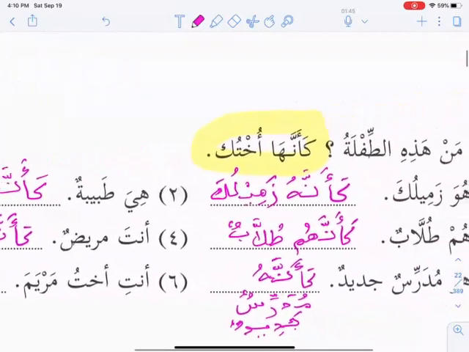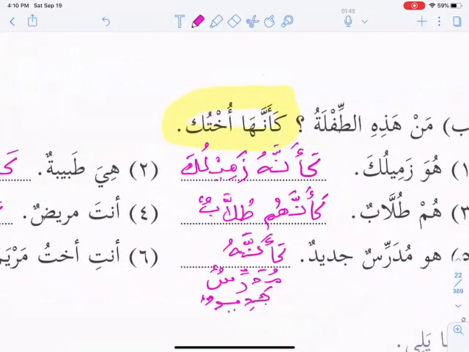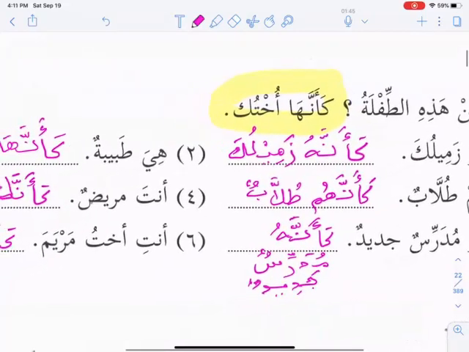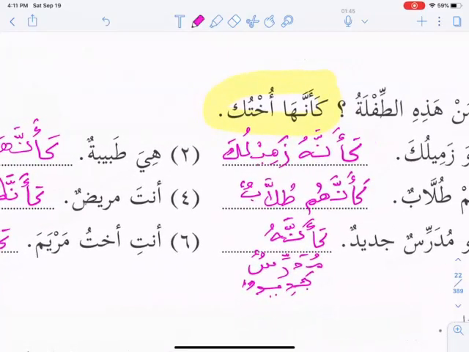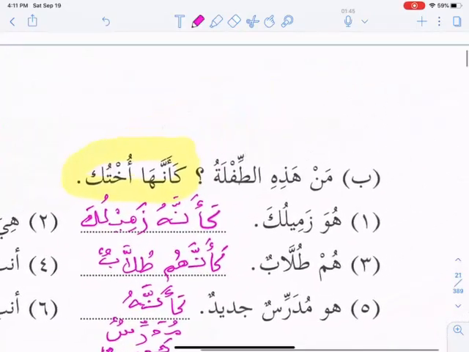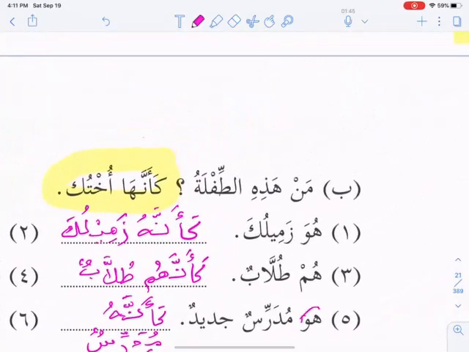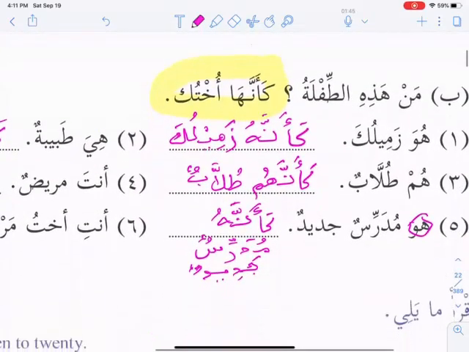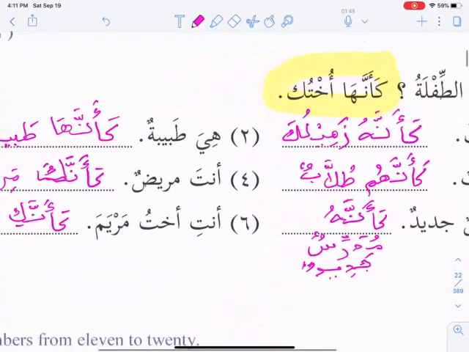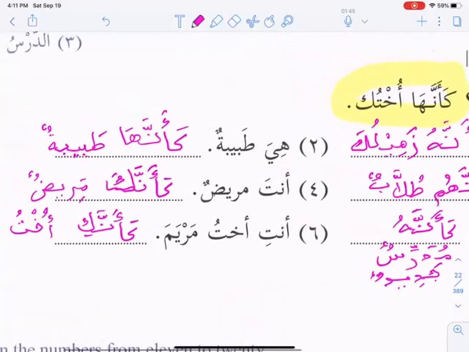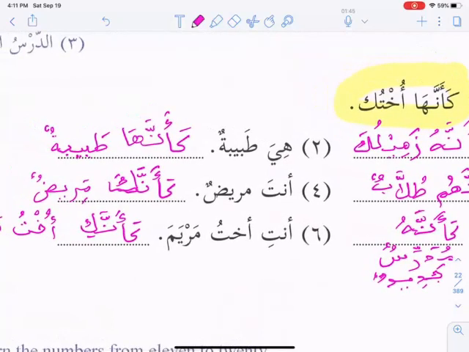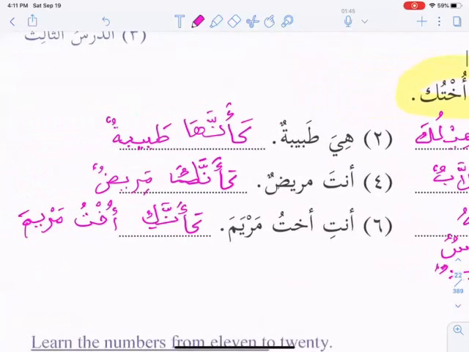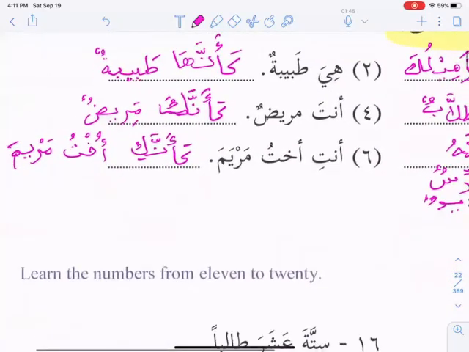And what is here, my brothers and sisters? Huwa mudarrisun jadidun. Ka'annahu. See, huwa, it will start from here. Ka'annahu mudarrisun jadidun. Anti ukhtu Maryama. Ka'annaki, that's all. Nothing changes after that. Ukhtu Maryama. Did you get the idea?